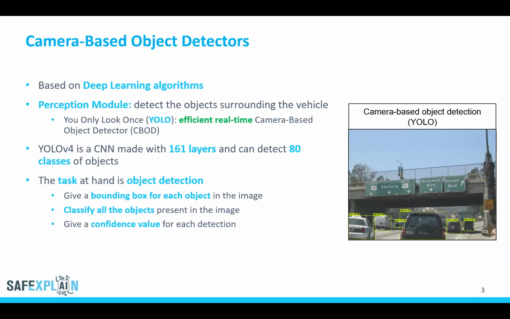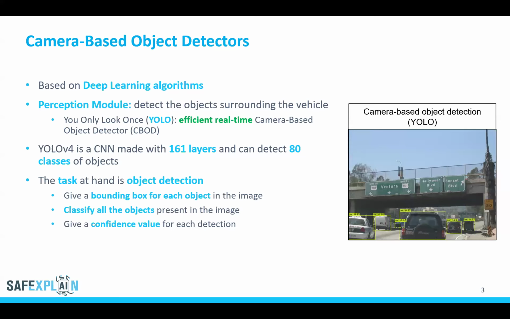In this work, we are focusing on camera-based object detectors that are based on deep learning algorithms. We focus on the perception module, which is in charge of detecting the objects surrounding the vehicle. In particular, we use You Only Look Once, or YOLO for short, which is an efficient real-time camera-based object detector. We're using YOLO version 4, which is a CNN made of 161 layers. It can detect 80 classes of objects, although we will only focus on those relevant to our case study, autonomous driving.